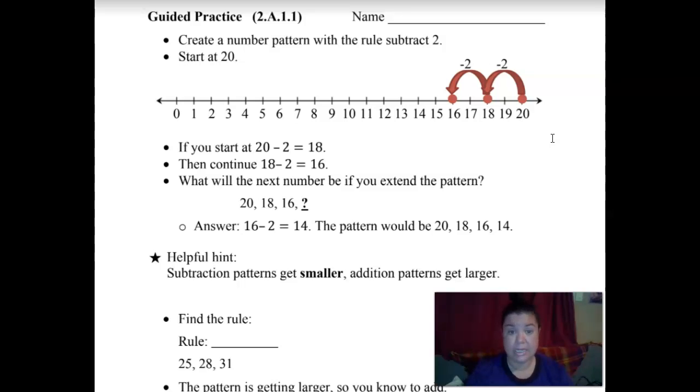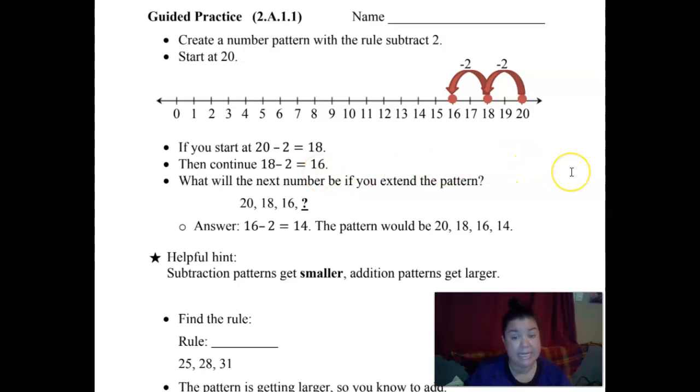So we're going to create a number pattern with the rule for subtraction. Ooh, we were doing adding now. We're going to subtract. We're going to subtract 2 is our number rule. And we're going to start all the way down our number line at 20. Okay, so if we go 20 and we go back 2, that takes us to 18. So 20 minus 2 is 18. Now we're at 18. Remember our rule is going back 2. We're going to go back 2, 17, 16. So 18 minus 2 is 16.